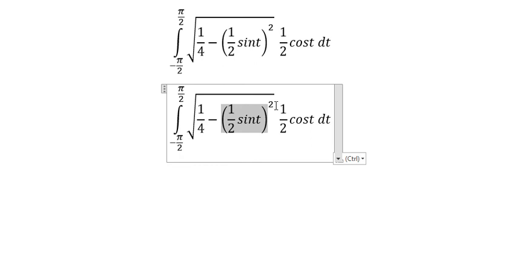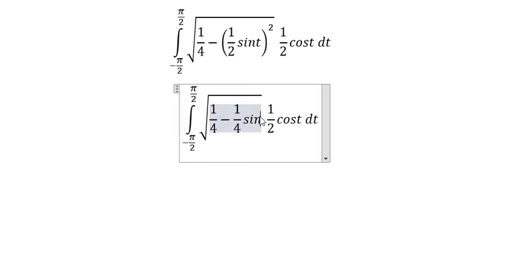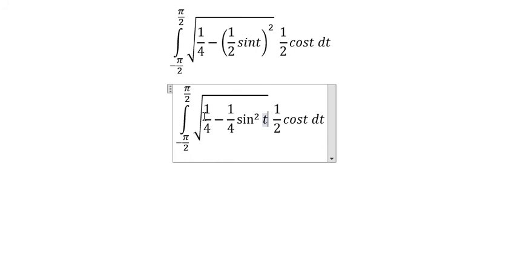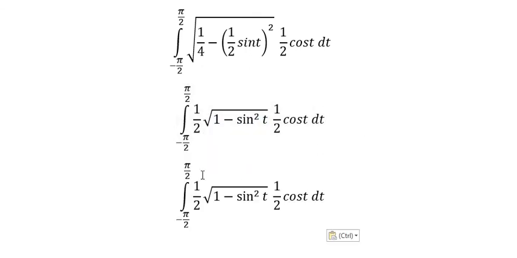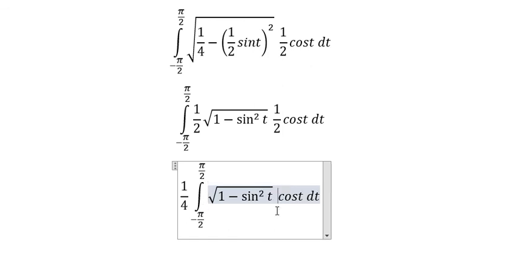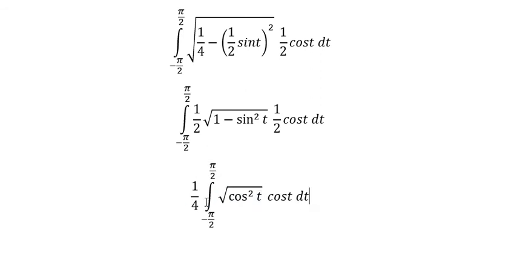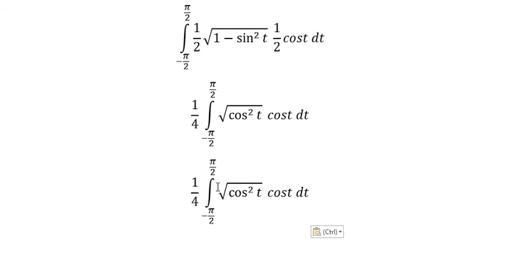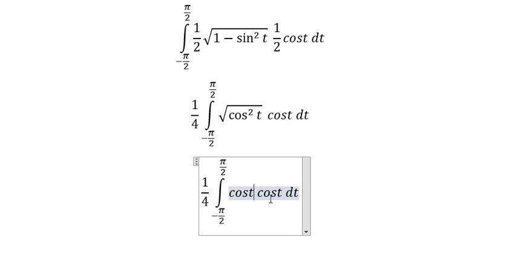And this one, we got about 1 over 4 sine t squared. And we have the square root of 1 over 4, that's about 1 over 2. One over two multiplied with 1 over 2, you got about 1 over 4. And this one, you got about cosine t squared. The square root of cosine t squared, you got about cosine t. And this one, you got about cosine t squared.